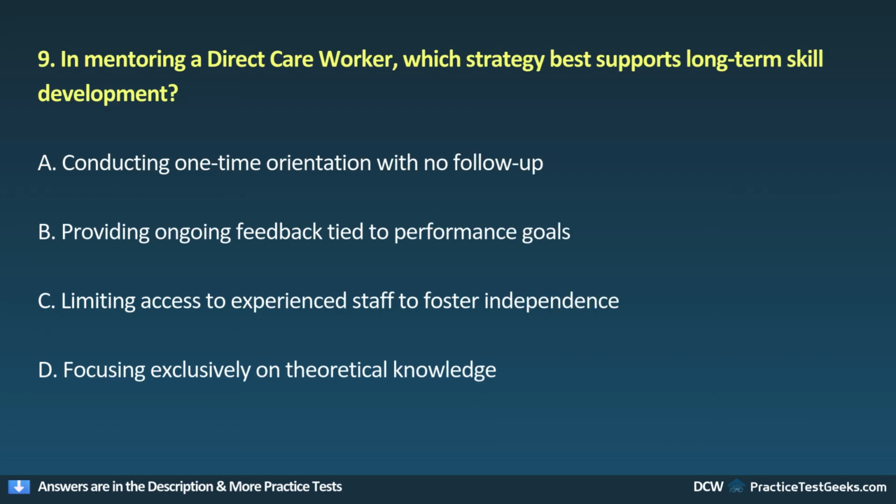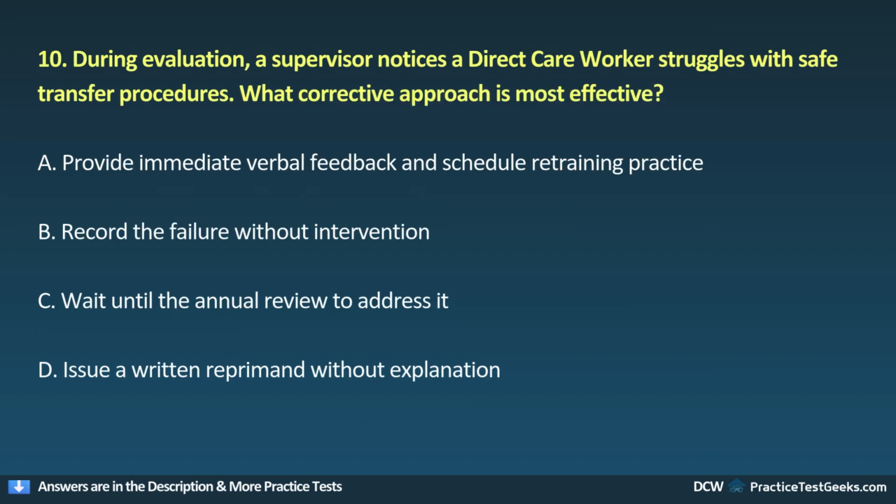9. In mentoring a direct care worker, which strategy best supports long-term skill development? A. Conducting one-time orientation with no follow-up. B. Providing ongoing feedback tied to performance goals. C. Limiting access to experienced staff to foster independence. D. Focusing exclusively on theoretical knowledge.